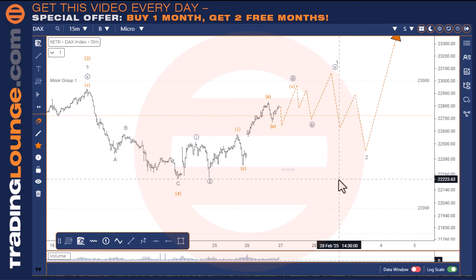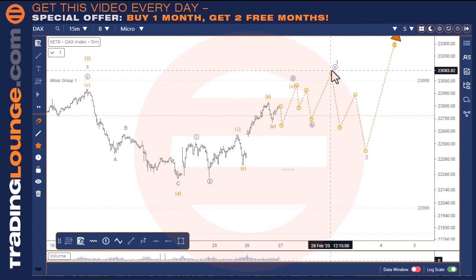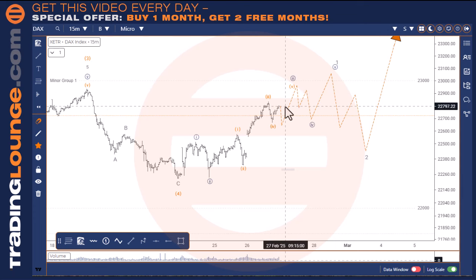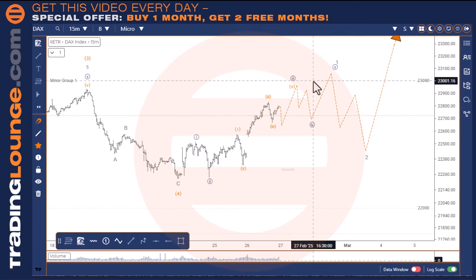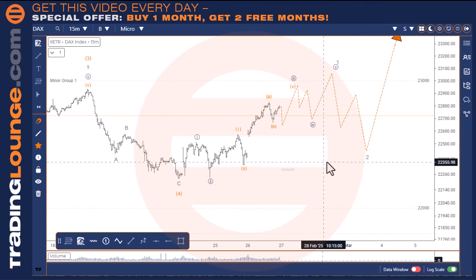If this is true, then we still need to just allow this wave 1 to play out here. If you're long already, then you should be taking some money off the table at this old high over here. I wouldn't go long over here because you're just going to hit the 23,000, or very close to it, and then we're going to pull back from that point. Right, so this is one count.